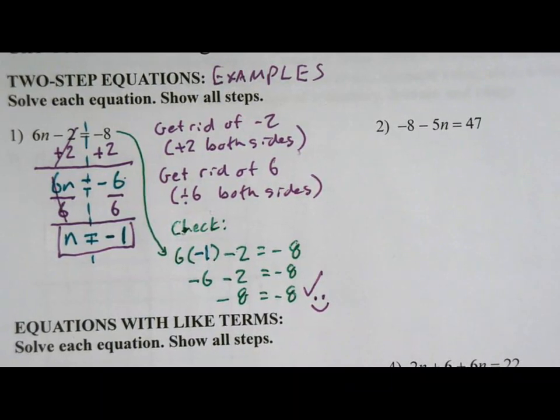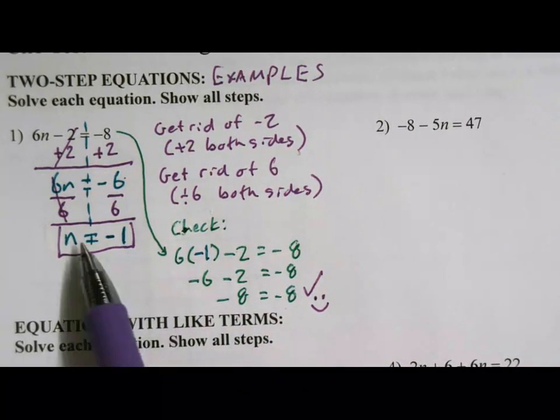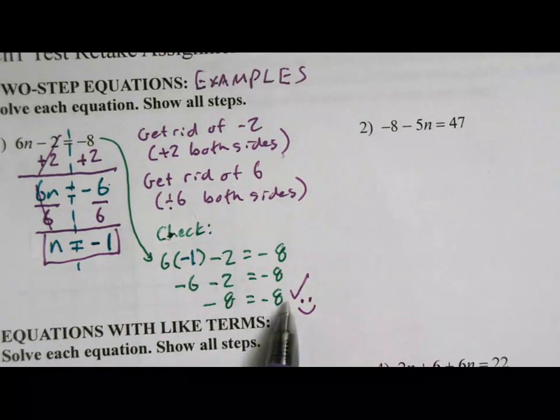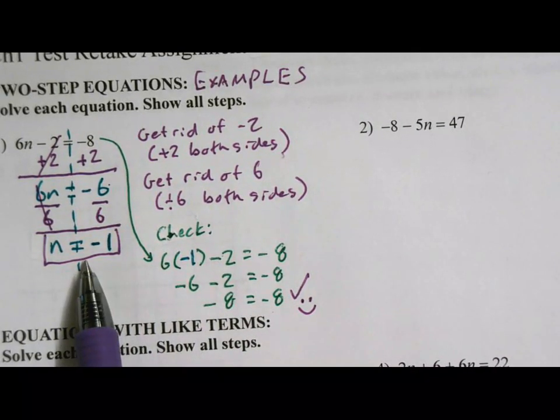Now, if I had gotten, for example, 5 equals negative 8, those are different numbers, that would mean I did something wrong in my original equation and this answer was not correct. But since I have the same number on both sides of the equals, that means this is a correct solution.